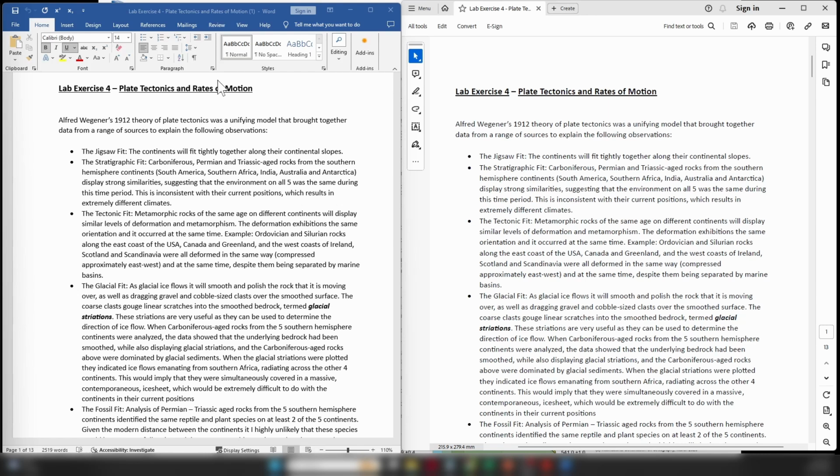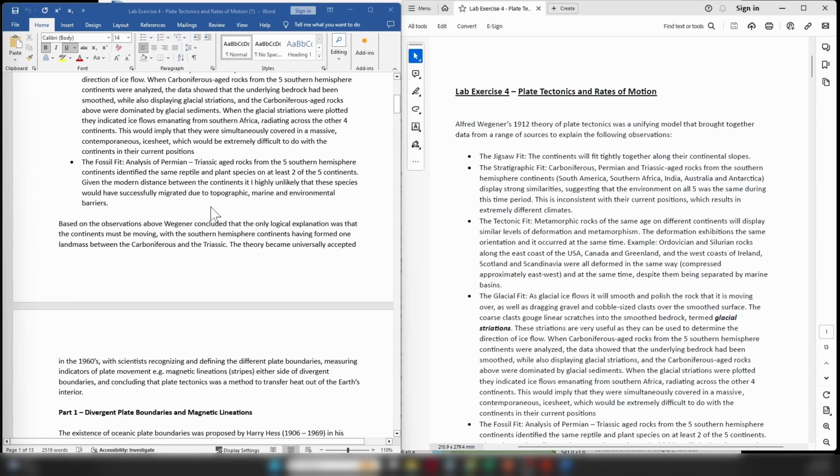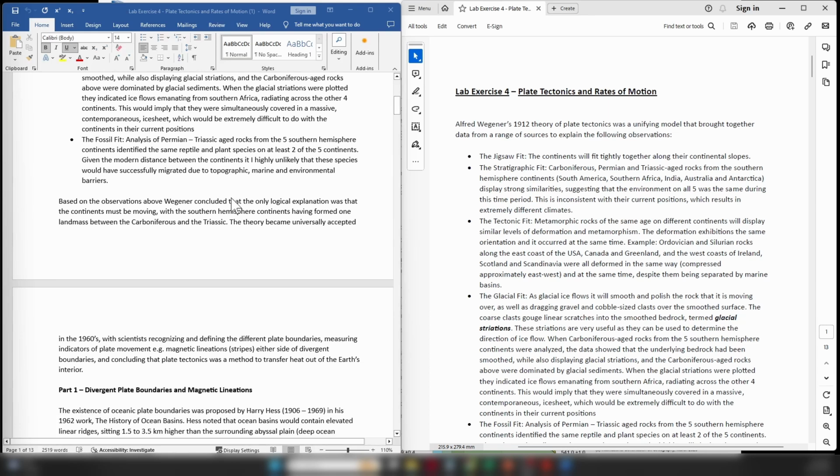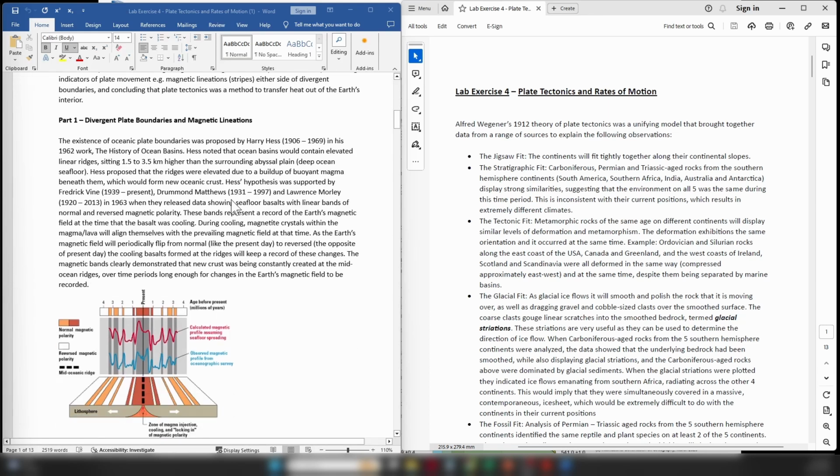For each one, as you can see, there's a brief explanation about what each dataset was showing and how that relates to Alfred Wegener's theory of plate tectonics. Obviously, I'm not going to go through it now because, once again, please watch the plate tectonics video. Okay, so on to part one.